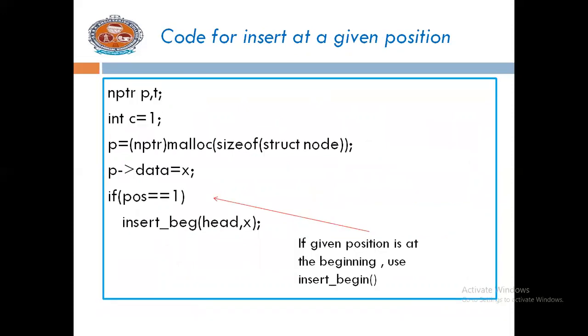Code for insert at a given position. So here we are taking the input POS at which we have to insert the new node. Here POS is the input taken by us, where we have to insert the new node. We are creating a new node P, and if position is equal to 1, we need to add the new node at the beginning of the list. So if position equal to 1 means the new node must be added at the beginning of the list. That's why we can use the insert begin function.